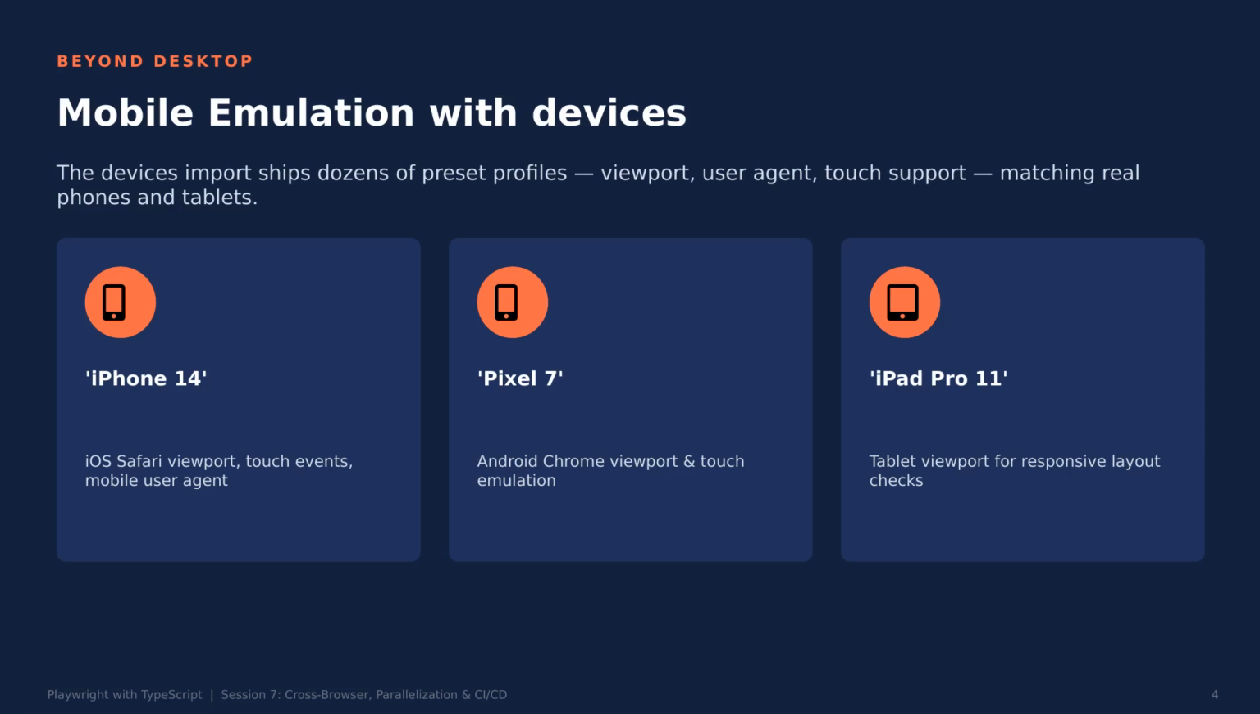Let's go beyond desktop. The devices import that Playwright ships with contains dozens of preset device profiles, viewport size, user agent string, touch support, all matching real phones and tablets. A few examples: iPhone 14 gives you an iOS Safari viewport, touch events, and a mobile user agent. Pixel 7 gives you Android Chrome viewport and touch emulation. And iPad Pro 11 gives you a tablet viewport, which is genuinely useful for responsive layout checks specifically.